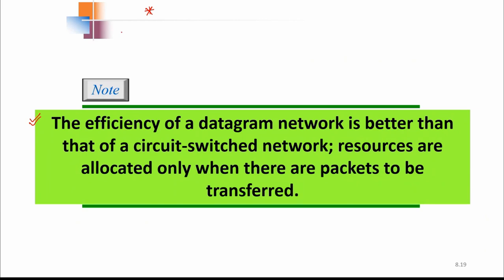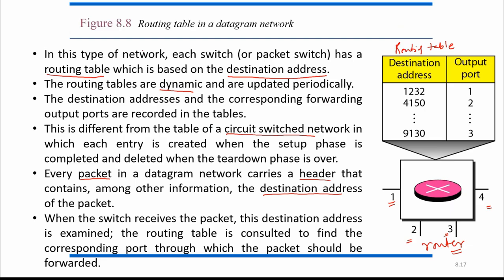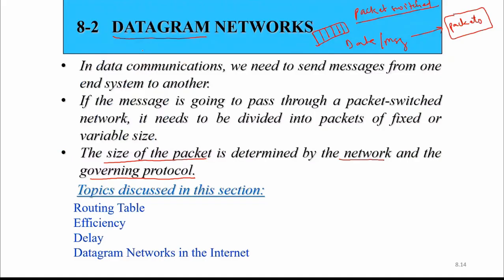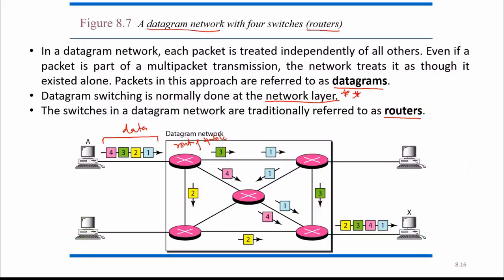Here, the datagrams that are traveling can follow different paths. While traveling, the datagrams can follow different paths to the destinations. It depends on whether this router has a free port or not, whether it is busy or not. So packets can have different paths.